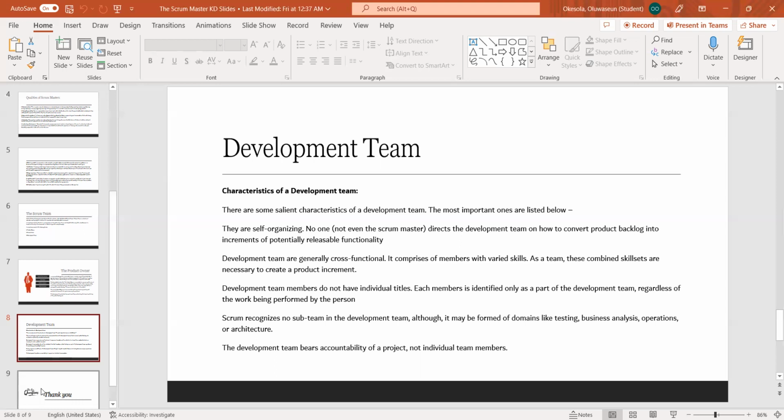The development team bears accountability of a project, not individual team members. What this is saying is basically, if the development team succeeds on a project, the accolade goes to them. And if they fail on a project, no one single person can be blamed for that failure, right? If there is someone who is going to throw blame, the development team catches the blame altogether.